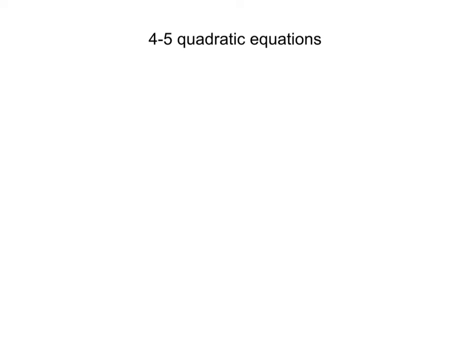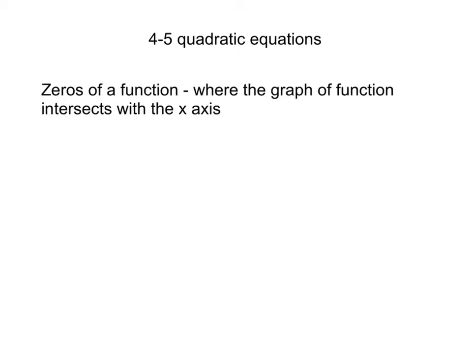Section 4-5, Quadratic Equations. Today we are going to be talking about zeros of a function, and we're specifically talking about quadratic functions. This is going to be where the graph of the function intersects with the x-axis. So since we're talking about quadratic equations or quadratic functions, it's where your parabola is going to intersect with the x-axis. To find where our graph intersects with the x-axis, we are going to be using the zero product property.